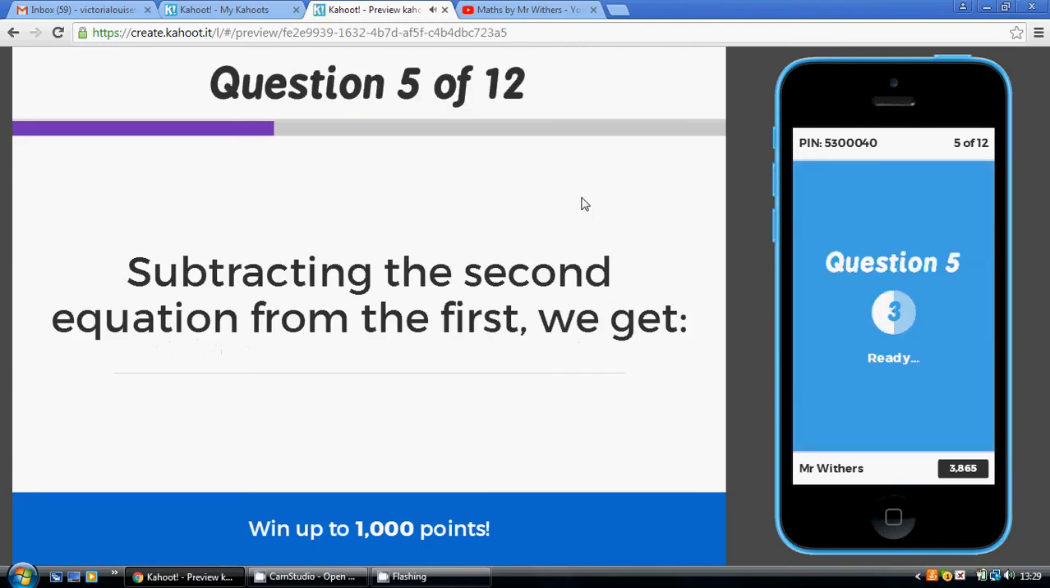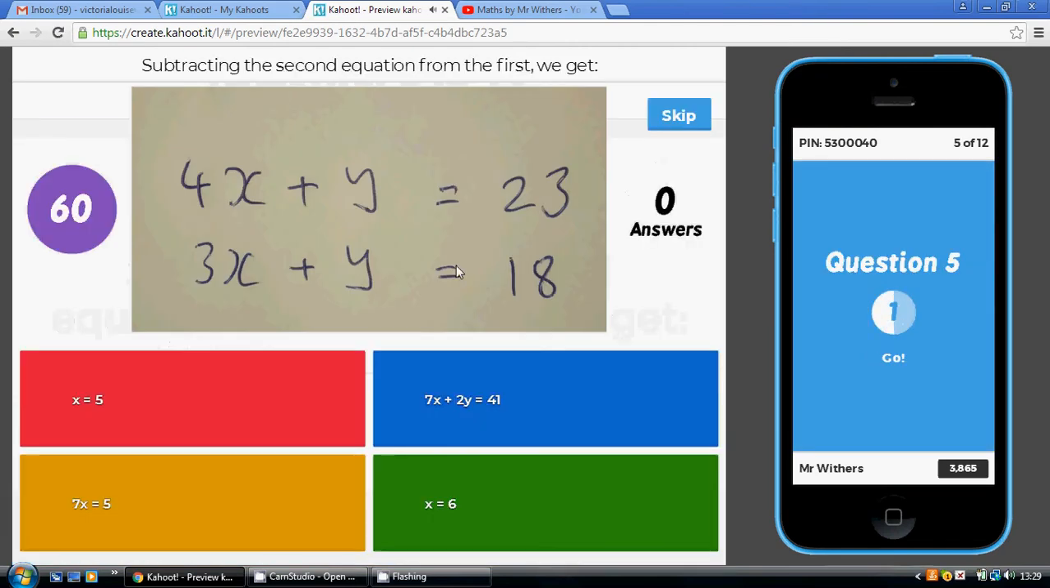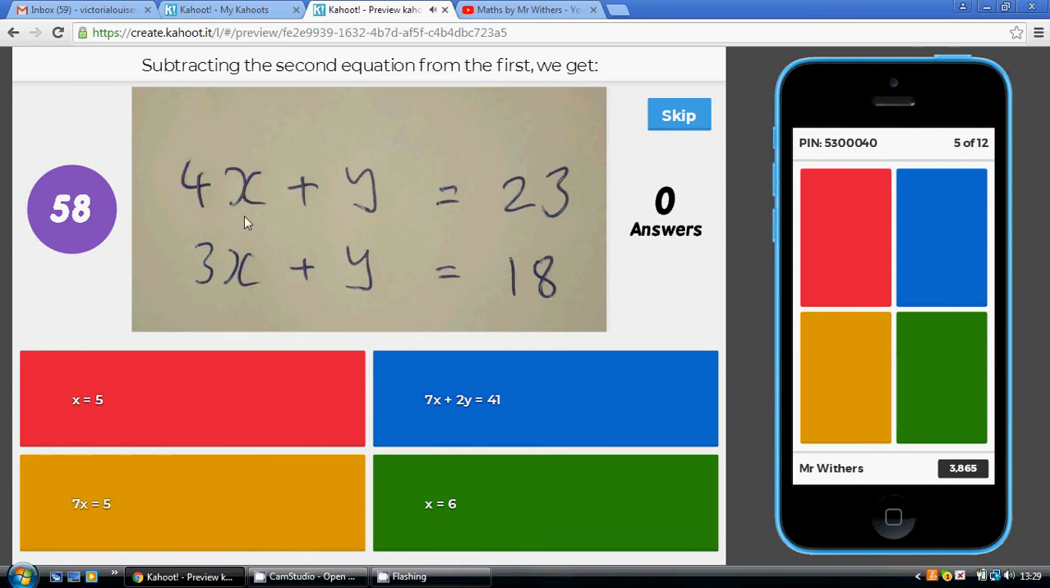So, when we subtract the second equation from the first, what do we get? So 4x take away 3x is 1x, so that's x. Y take away y is nothing. So on the left hand side we've just got x. 23 take away 18 is 5, so x equals 5.